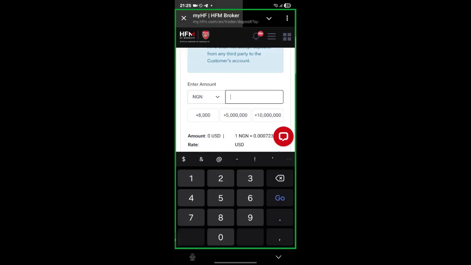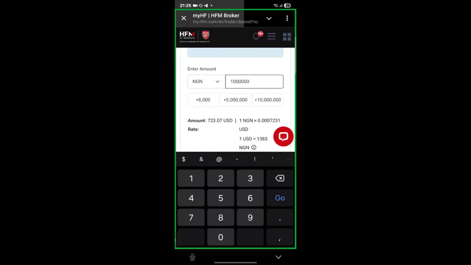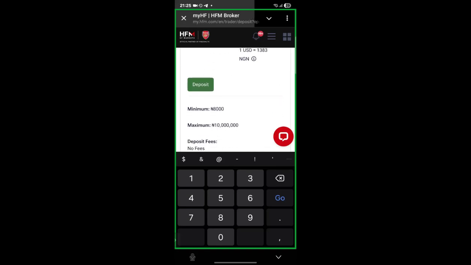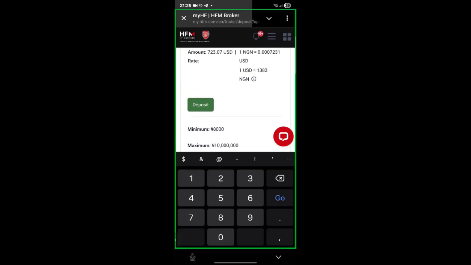So deposit something that you are comfortable depositing. And the thing about it is that once you deposit, you can easily withdraw. So even if you deposit big and at some point you make some profit, you can easily withdraw your profit. So let's say depositing 1 million naira. Scroll down, click on deposits. The minimum you can deposit is 8K, maximum 10 million naira at once. So click on deposits here.